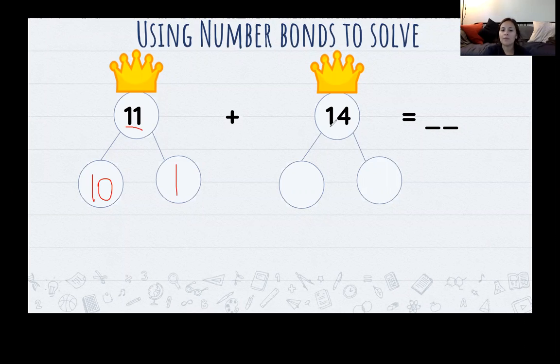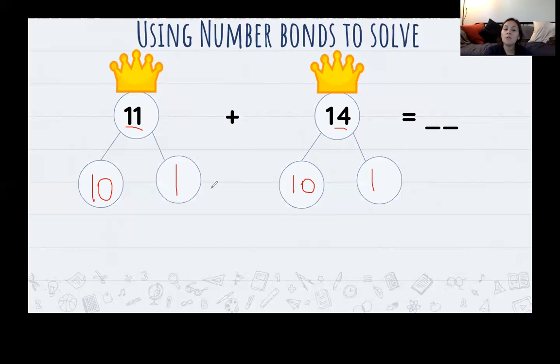Nice. How can I break up the number 14? 1 group of 10 and 1 one. It's really important that we don't just write a 1 right here, because if we wrote a 1, it would be 1 plus 1 equals 14. And does 1 plus 1 equal 14? No, it equals 2. So we got to make sure we write 10.